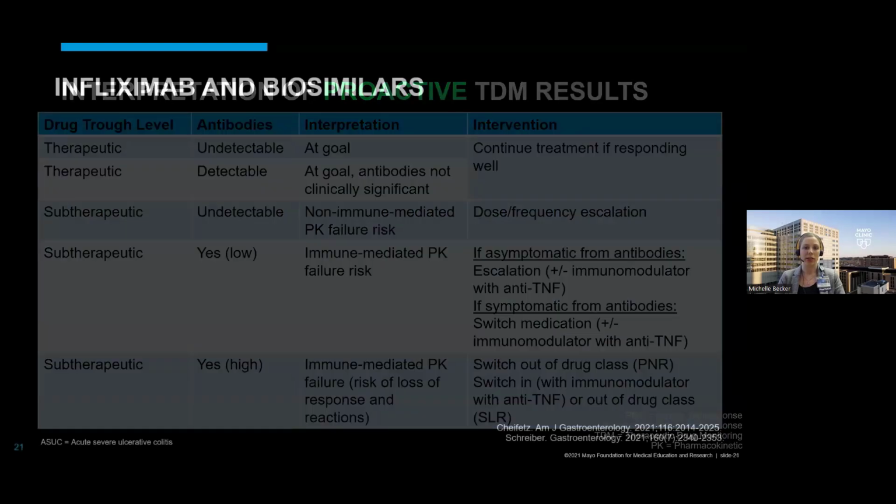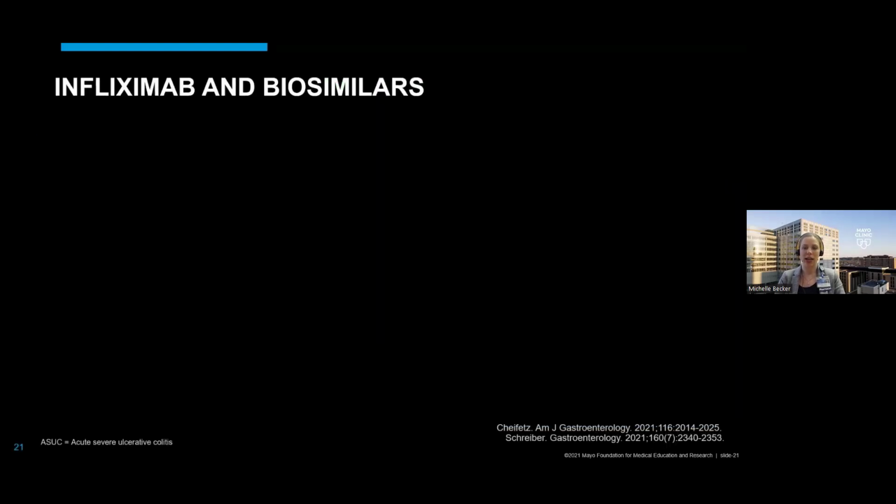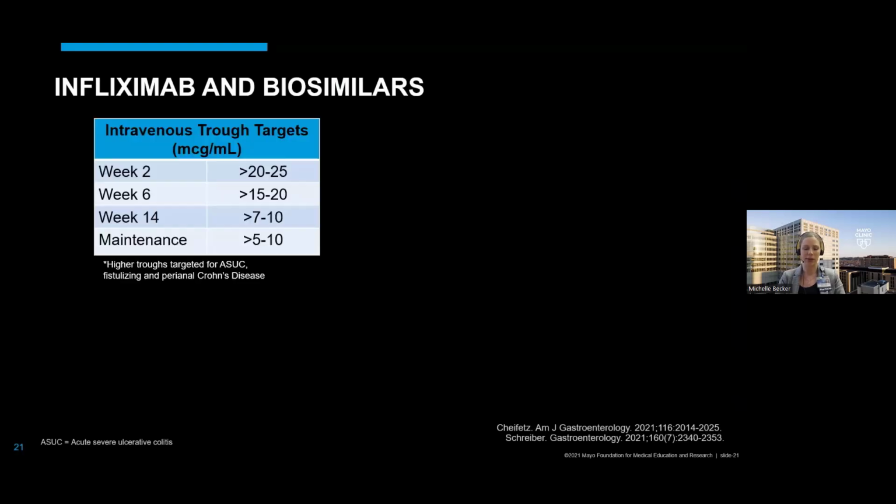To look a little bit more into the specific medications, we'll first look at infliximab. This also includes infliximab biosimilars. Our most recent 2021 gastroenterology article looks at the trough targets depending on the time of treatment. Often I'm checking this at that post-induction, so right before that week 14 or first maintenance dose, and aiming for a trough level of 10 or higher, noting that certain types of disease, such as acute severe ulcerative colitis or fistulizing or perineal Crohn's, may need higher trough levels.